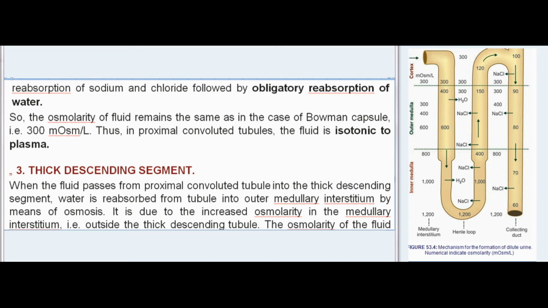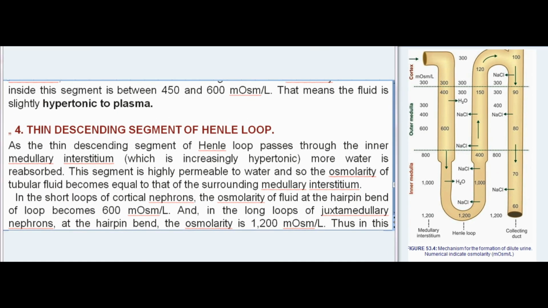3. Thick descending segment. When the fluid passes from proximal convoluted tubule into the thick descending segment, water is reabsorbed from tubule into outer medullary interstitium by means of osmosis. It is due to the increased osmolarity in the medullary interstitium, i.e. outside the thick descending tubule. The osmolarity of the fluid inside the segment is between 450 and 600 mOsm/L. That means the fluid is slightly hypertonic to plasma.